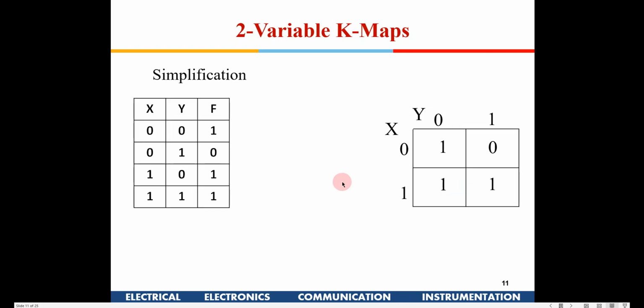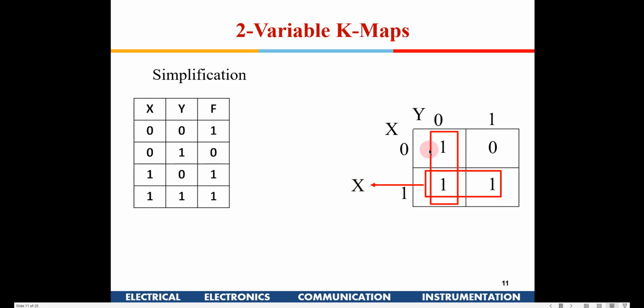We'll take more examples here. Now this is one more example where you have 1 at 0 0, 0 at 0 1, 1 at 1 0 and 1 at 1 1. Now we need to find an expression for this. If you see here, we can make one box like this, and the expression for that will be x, because y is changing here and x is remaining constant as 1. So the expression related to this box is x.